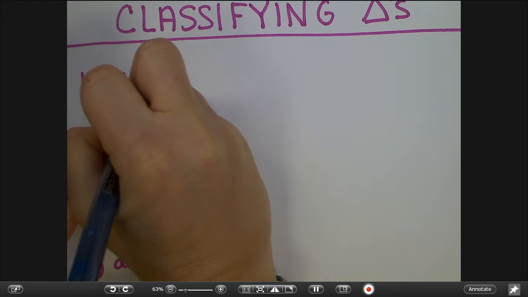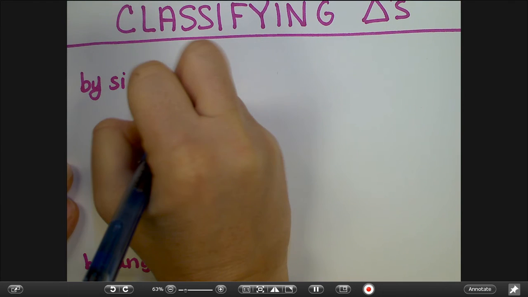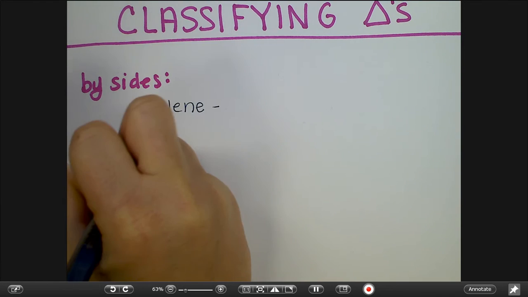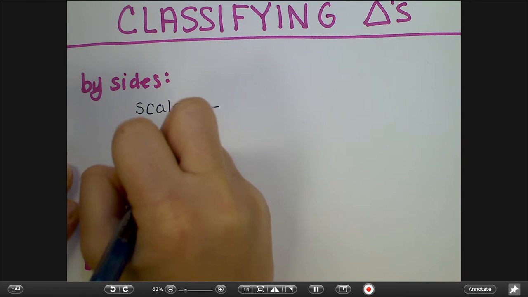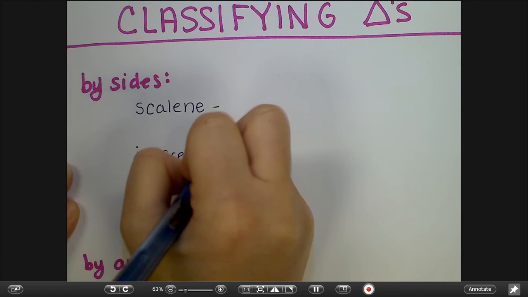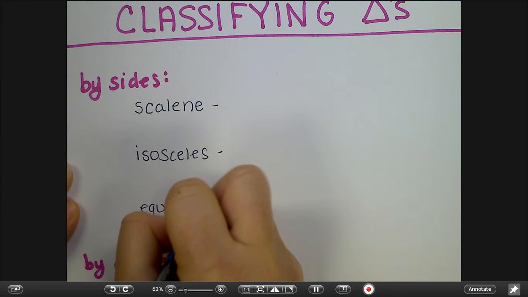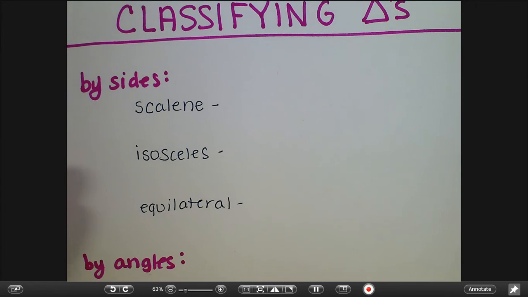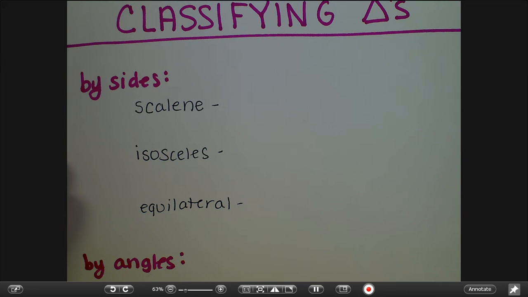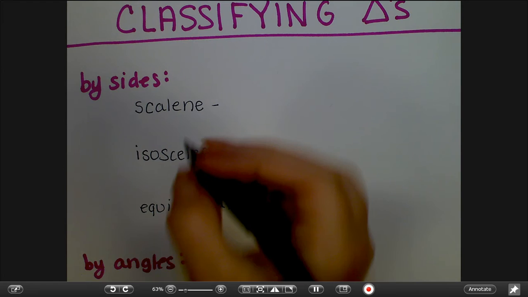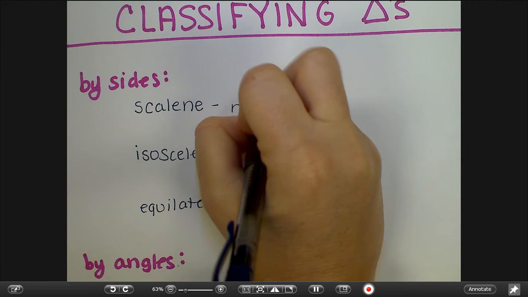So in order to classify by sides, you can classify by how many are the same. So I'm going to write down the words and see if you can remember from what you've learned in the past which is which. All right, so scalene is the word most people forget the most, and scalene means it has no congruent sides.